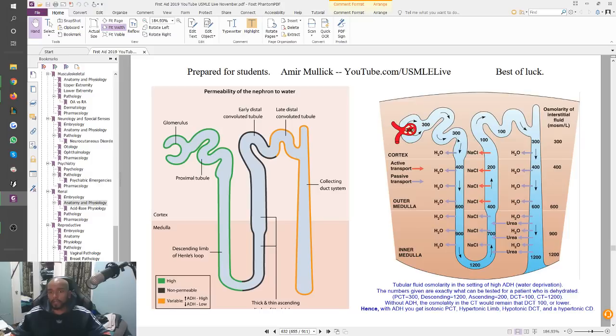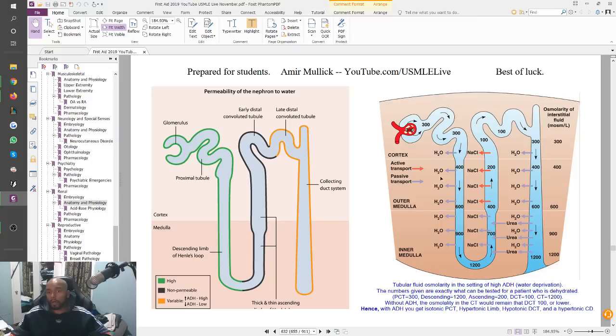And then as it's going through your PCT and descending tubule, you can see that the osmolarity is increasing, which means the solute concentration inside the tubular lumen is increasing. And that's because you're reabsorbing all your water, right? That's what you normally want to do, and you definitely want to do it in the cases of water deprivation. This image on the right side is for water deprivation.